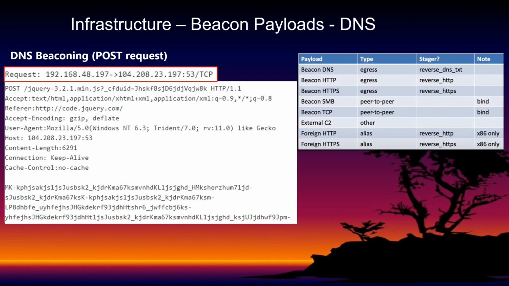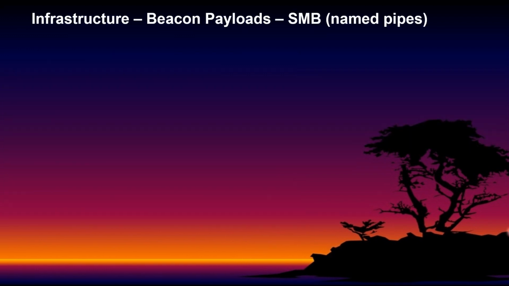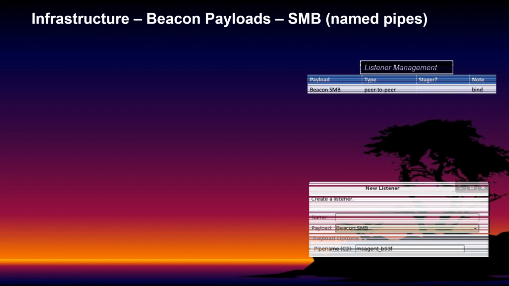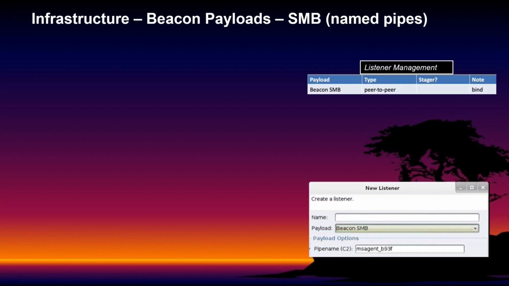And now we are moving to the beacon payload type SMB or named pipes. So far we have discussed DNS, HTTP, and HTTPS, which we know are egress type. This is peer-to-peer type. So, beacon SMB. SMB is a bind style listener and is in most cases often used for chaining beacons, and you'll see how it works.